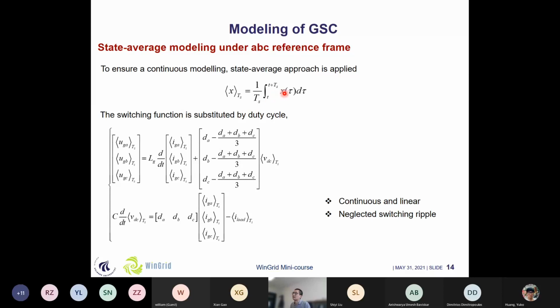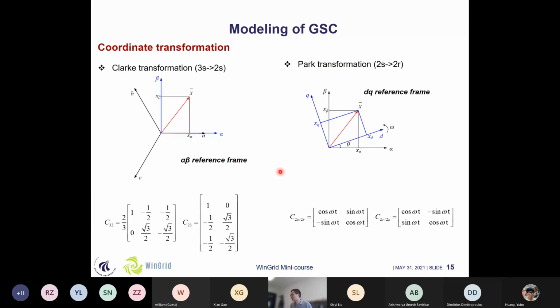That means if we want to have a continuous model of the system, then we need to do switching averages. That means every item under this ABC frame will be switching averaged, so each value will become a mean value within a switching period. If we use this concept, we can change these switching functions to duty cycles, and we can rewrite the equations in the previous slide this way. If we take a look at this equation again, this system will become continuous and also linear. The difference between this model and the previous model is that in this model, the switching ripples are not considered. Then we can do some more simplification of this three-phase system into two-phase.